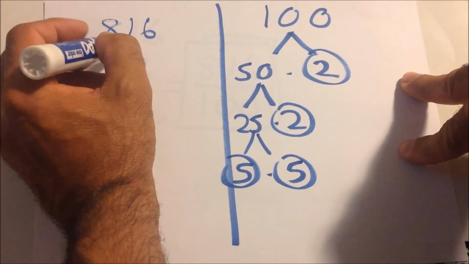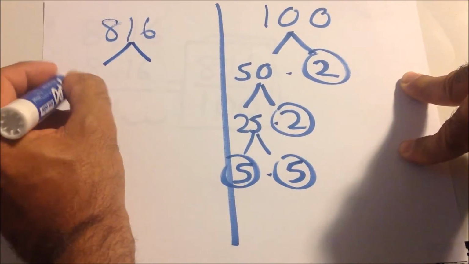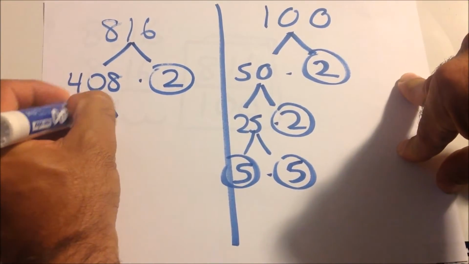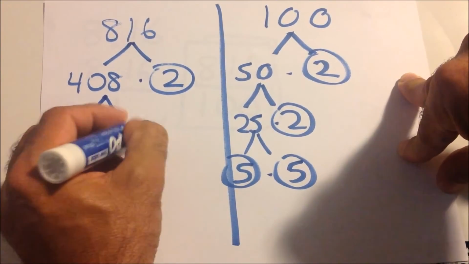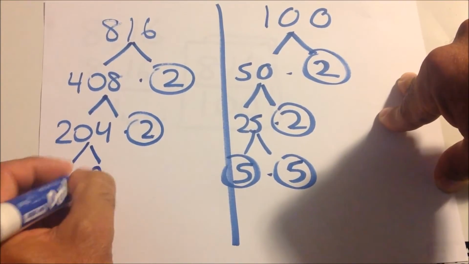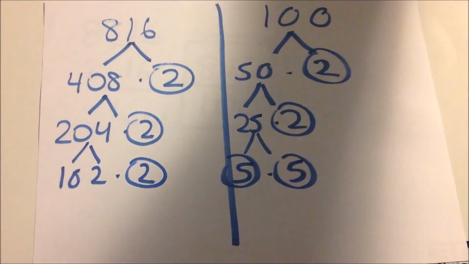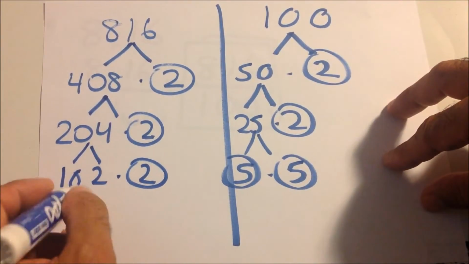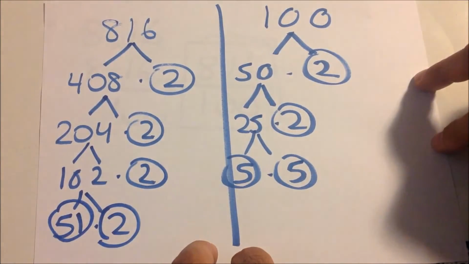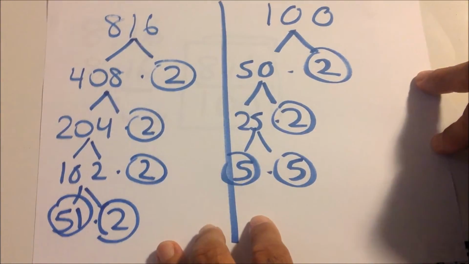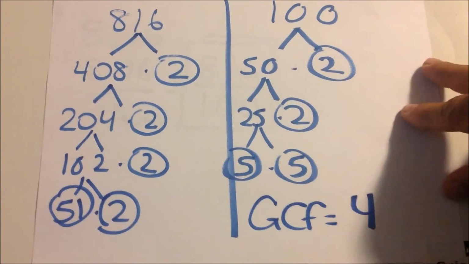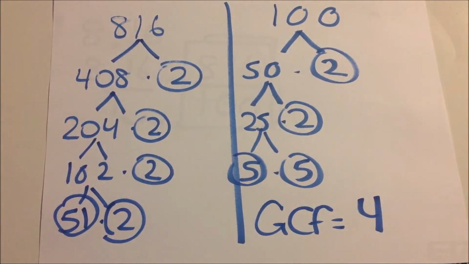Now with 8/16, bring that over. We can do 408 times 2. Keep breaking this down. Now we have 204 times 2. Again, circle all the primes. And we have 102 times 2. Remember, circle all the primes. And finally, we have 51 times 2. And here we have it. So you can see they only share 2 2's. The GCF is 4. So I'll leave that there for a minute to see how I did it.